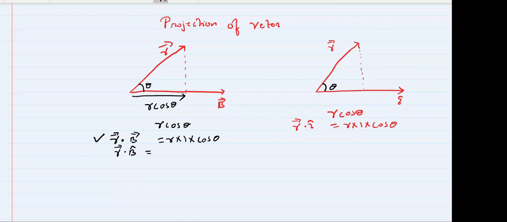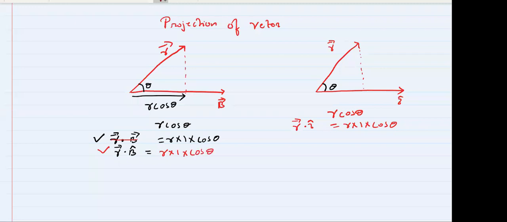This one or this one? Very good, b cap, right? Because we have to find only a unit vector, right? We just have to know the direction, right? So this is wrong. This is wrong. This is correct. It is r dot b cap.